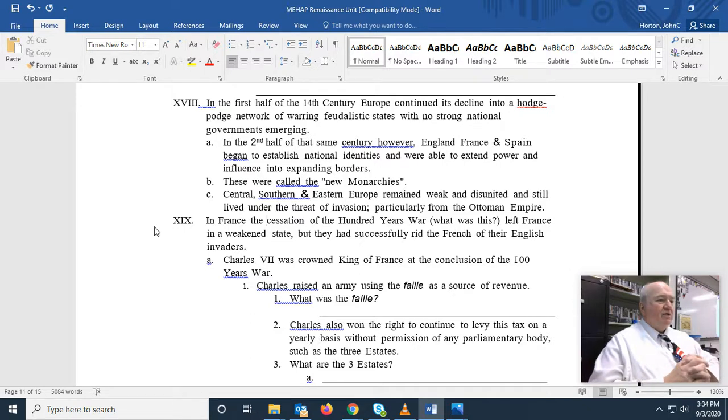So, in France, the cessation, that means the ending of the 100 Years' War. What was this? Interesting, the 100 Years' War. The 100 Years' War was a war between France and England that lasted off and on about 100 years. Ta-da, hence the name. What was the 100 Years' War about?